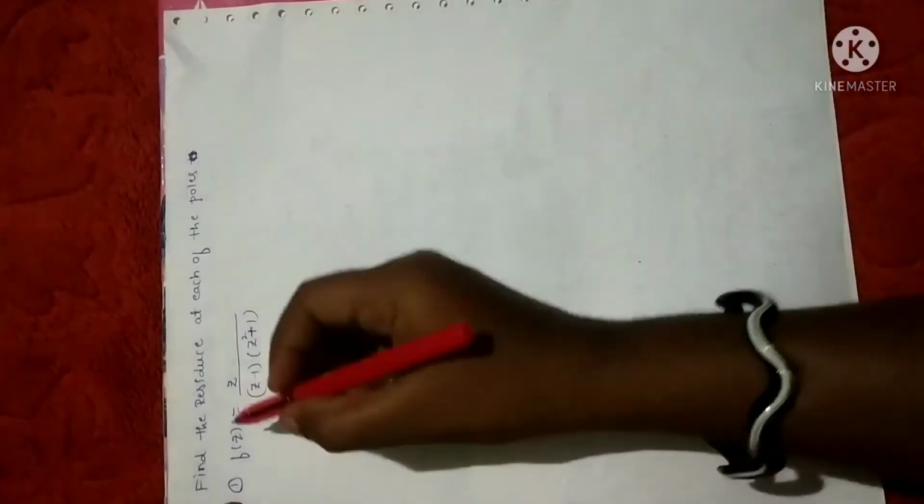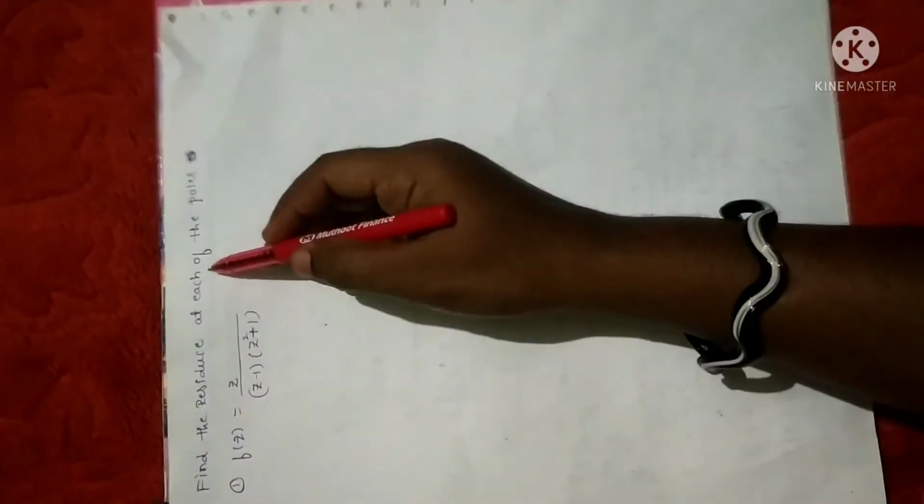Hello everyone. In the previous session I explained the concepts of residue and the calculation of residues with reference to a simple pole and a pole of order m. In this session let me solve a few problems based on residues. So here is the first problem.